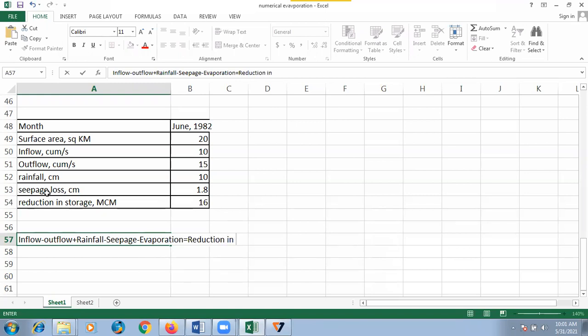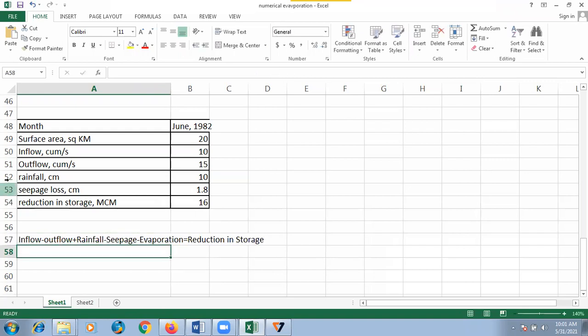Is this equation clear to everyone? With this, it is very easy to solve. Inflow minus outflow plus rainfall minus seepage minus evaporation is equal to reduction in storage. Any doubt with this equation? Please respond. No, sir. Okay. Inflow adds to the storage, outflow goes out of the storage, rainfall adds to the storage, seepage goes out of the storage, evaporation goes out of the storage. The net is nothing but reduction in storage.